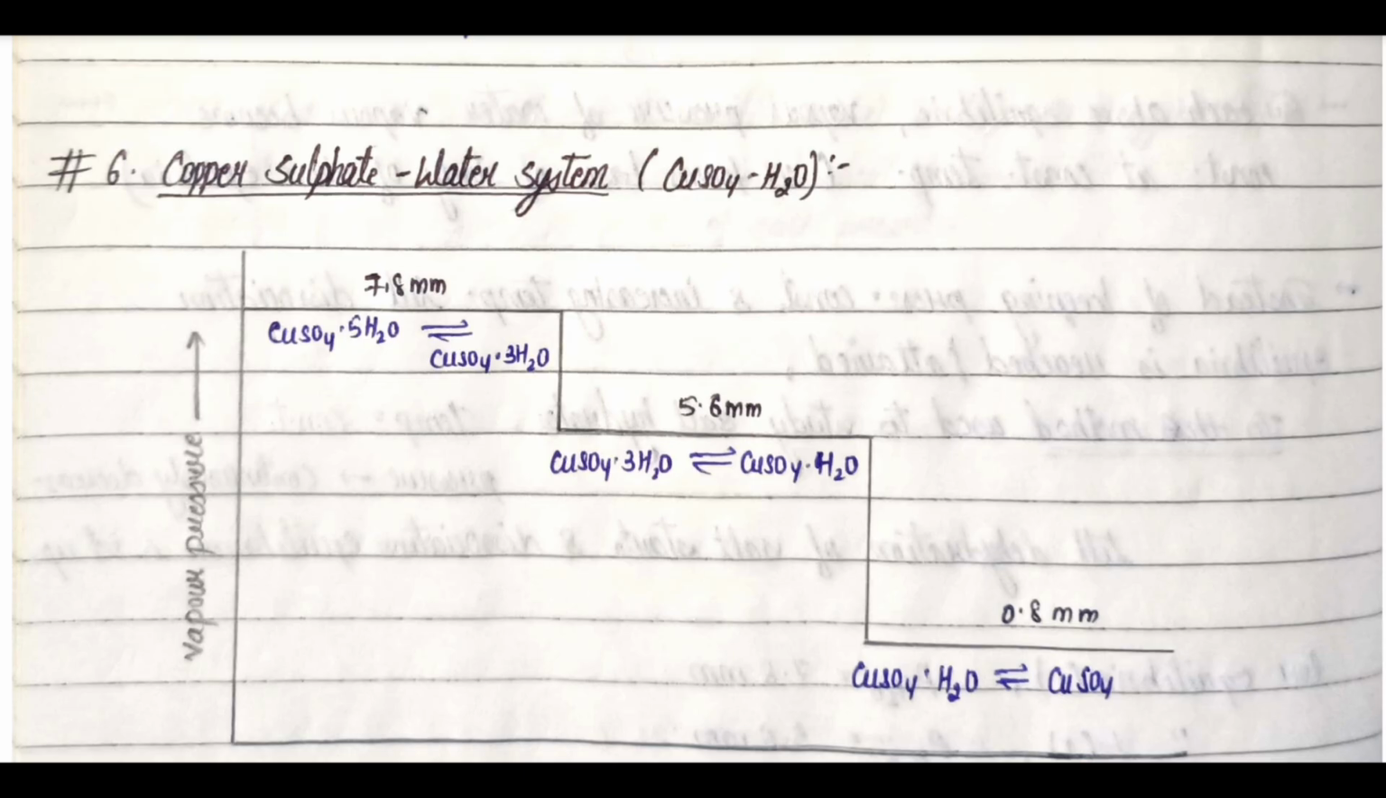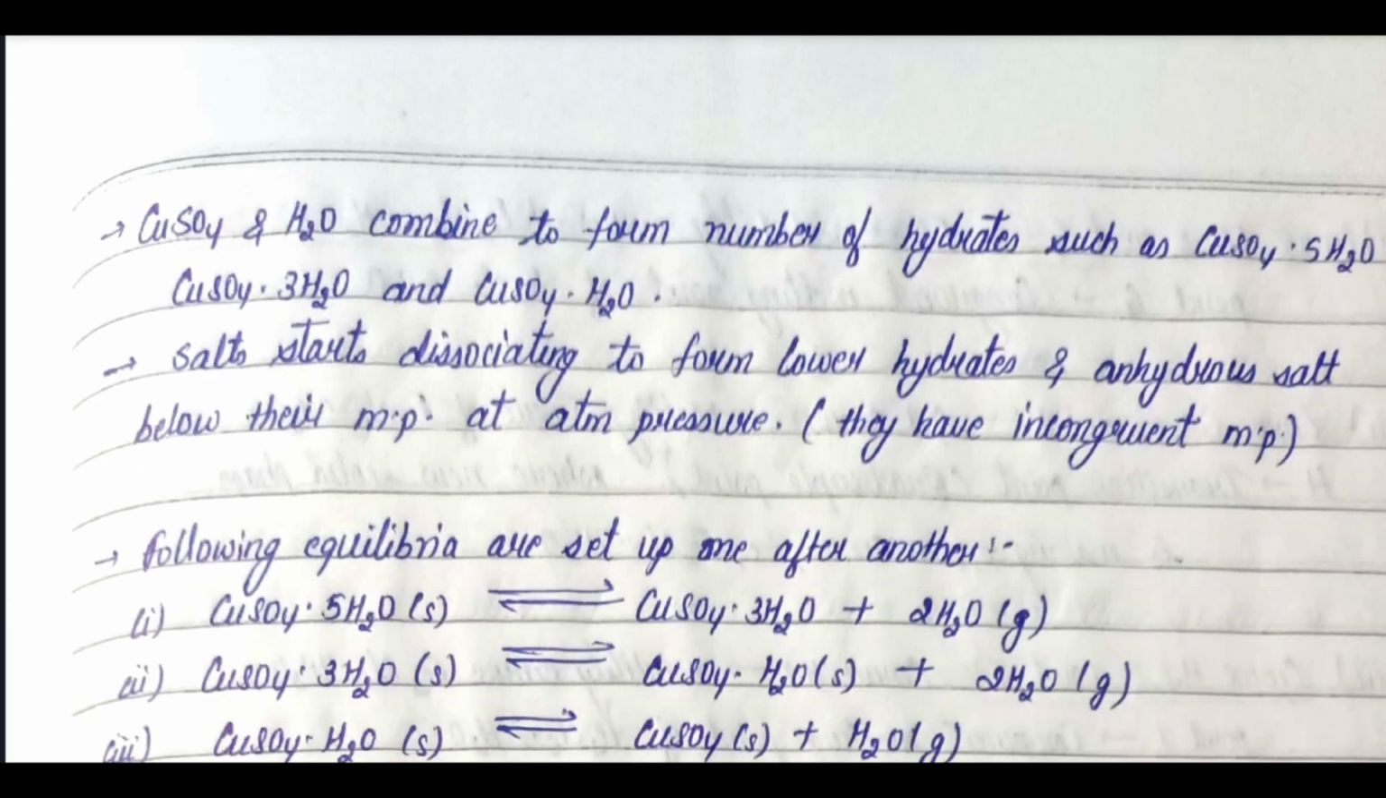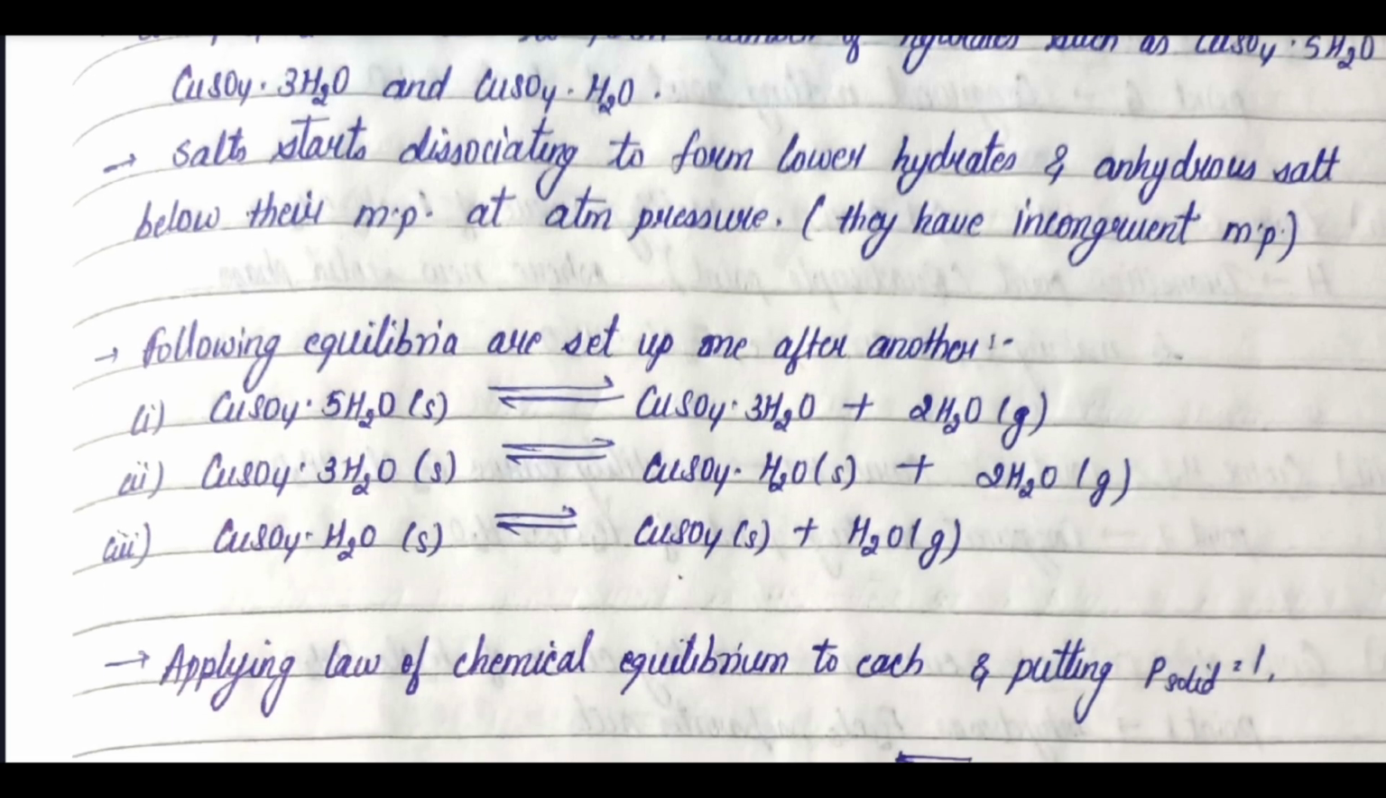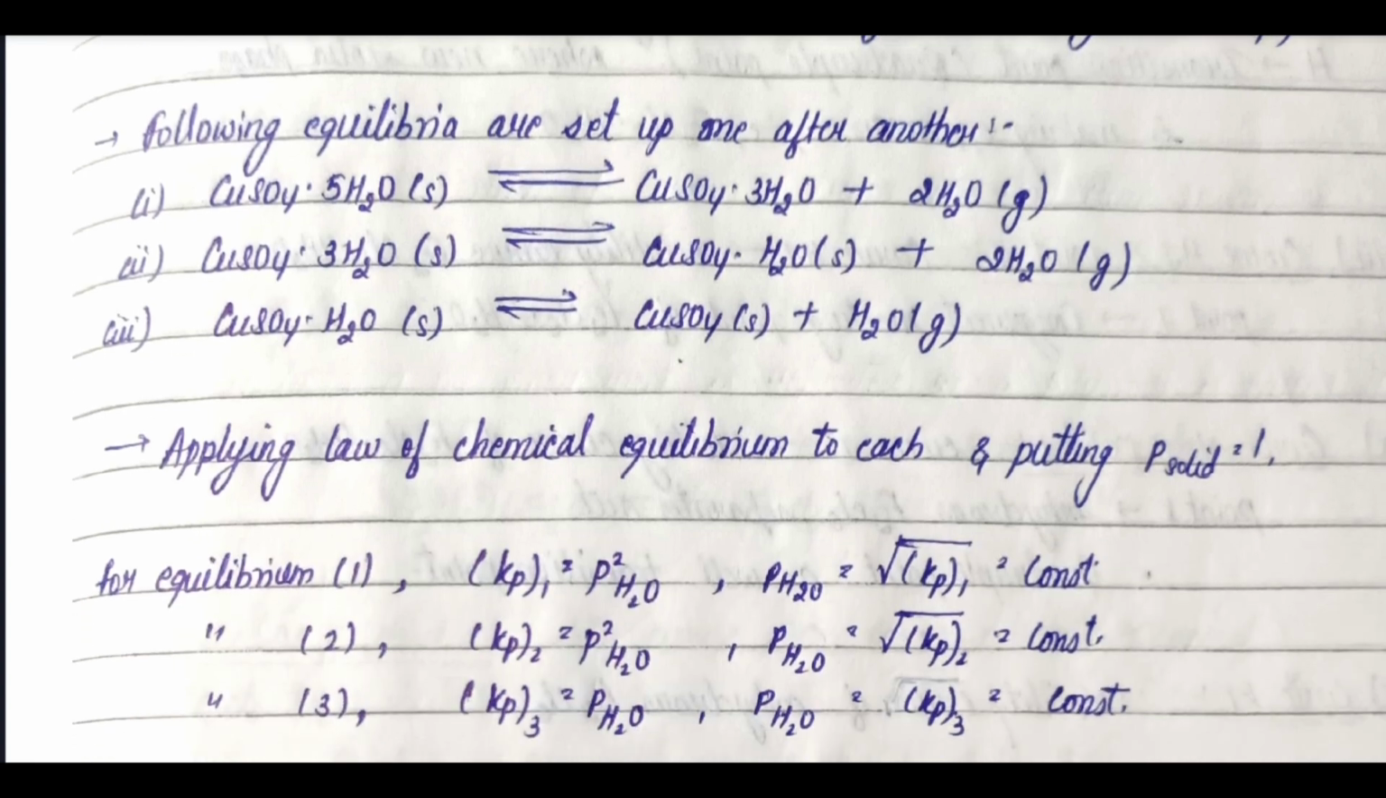Copper sulfate water system. Copper sulfate and water combine to form a number of hydrates such as CuSO4.5H2O, CuSO4.3H2O, and CuSO4.H2O. Salt starts dissociating to form lower hydrates and anhydrous salt below their melting point at atmospheric temperature. Following equilibria are set up one after another. First, CuSO4.5H2O gives CuSO4.3H2O plus 2 water.